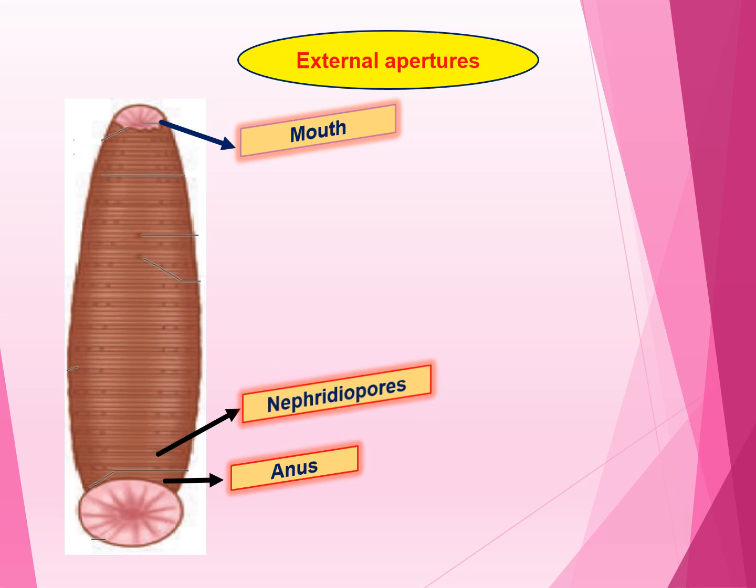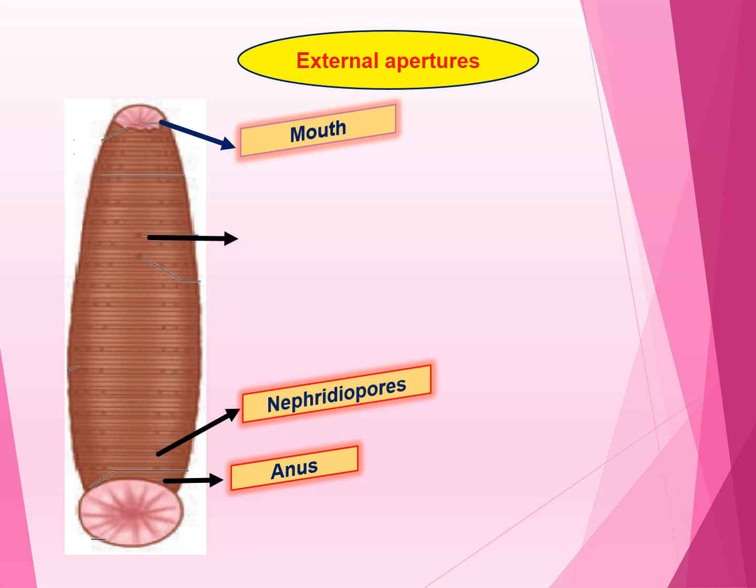Each segment has one pair of nephridiopores, on its ring-like annulus. Totally 17 pairs of nephridiopores are present.